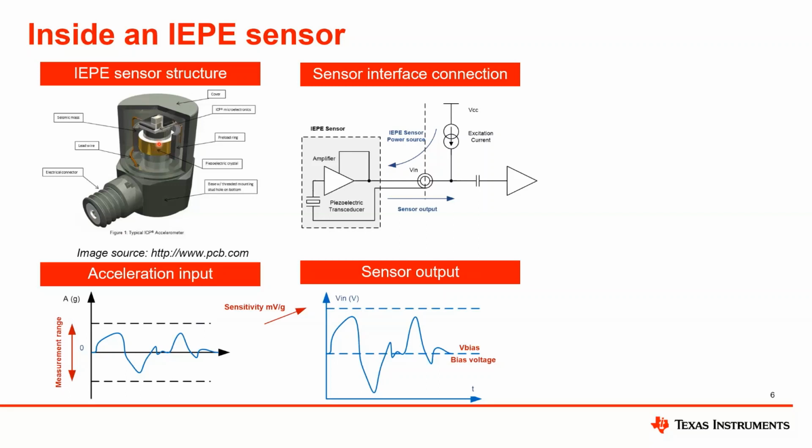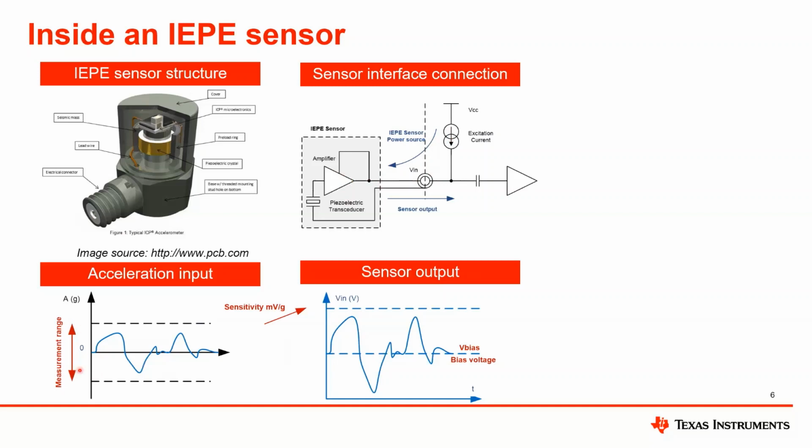The simplified circuit model of the IEPE sensor is shown on the upper middle. The sensor is basically a transducer followed by a charge amplifier. The charge amplifier is powered through the 2-wire cable, which is connected to the module. You will see here the DC current source powering the amplifier. The amplifier output is a voltage signal that follows the vibration input, and that's seen on the bottom here.